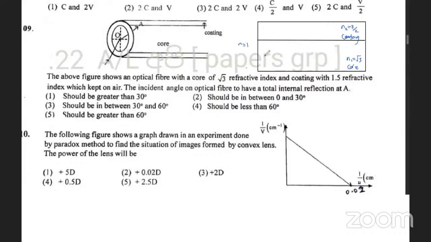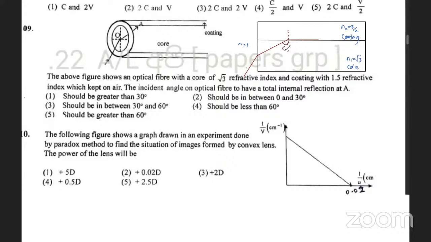Okay, right. So if you want total internal reflection to happen, it's refracting like this, and it should strike at least at what angle? Let's find out what angle that is. We call it the critical angle. So first let's find out the critical angle and see how we can proceed.